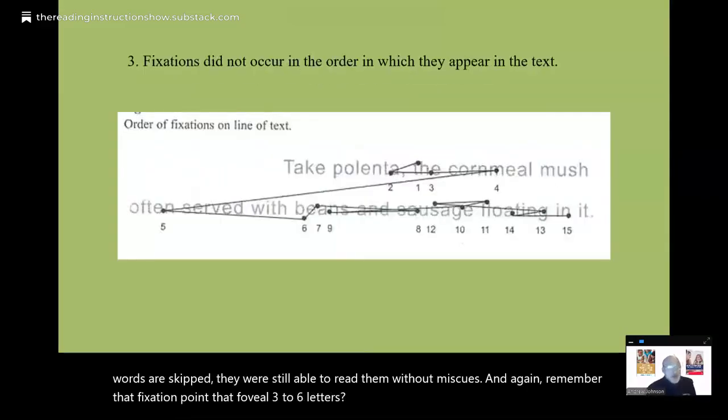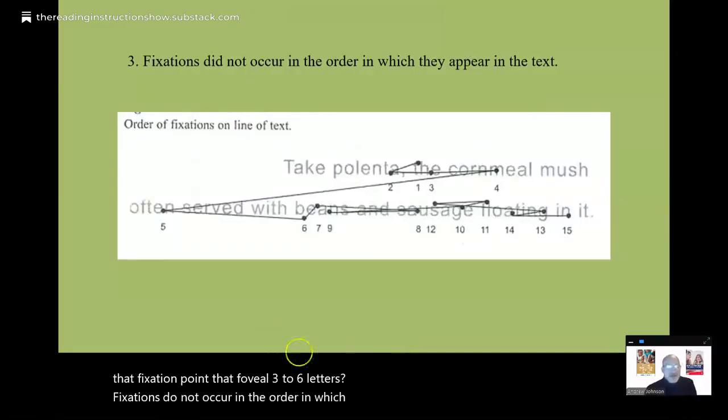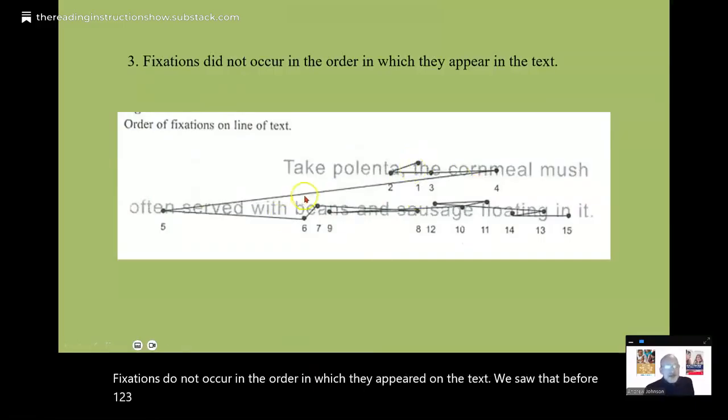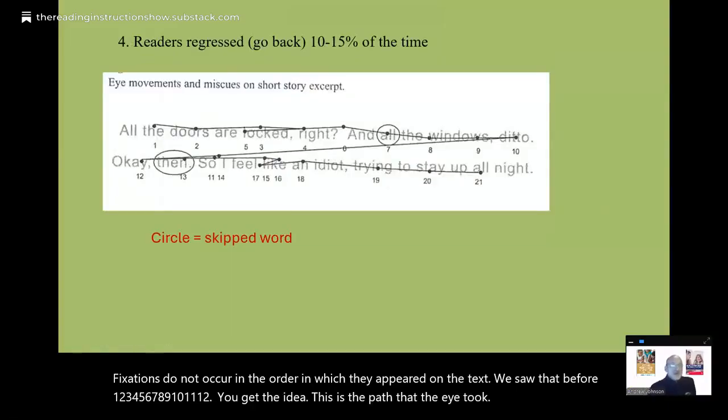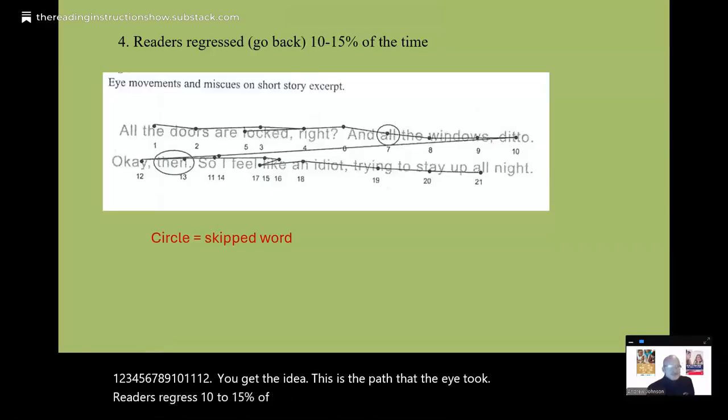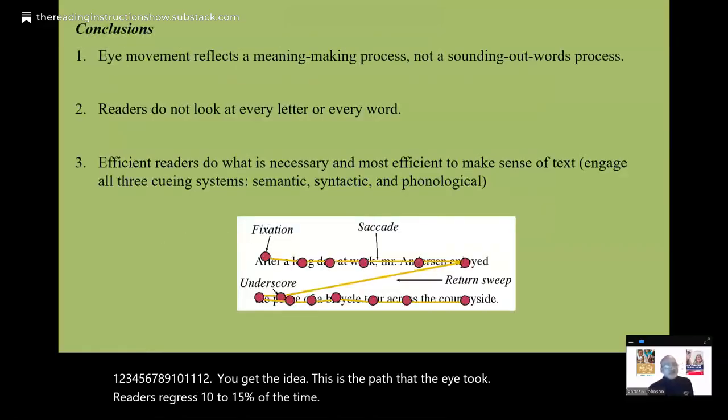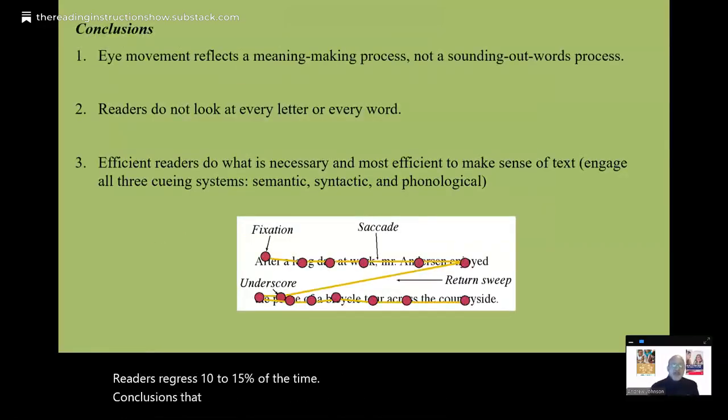Fixations do not occur in the order in which they appeared on the text. We saw that before: 1, 2, 3, 4, 5, 6, 7, 8, 9, 10, 11, 12. You get the idea. This is the path that the eye took. Readers regress 10 to 15% of the time. The conclusion is that eye movement reflects a meaning-making process, not a sounding out word process.